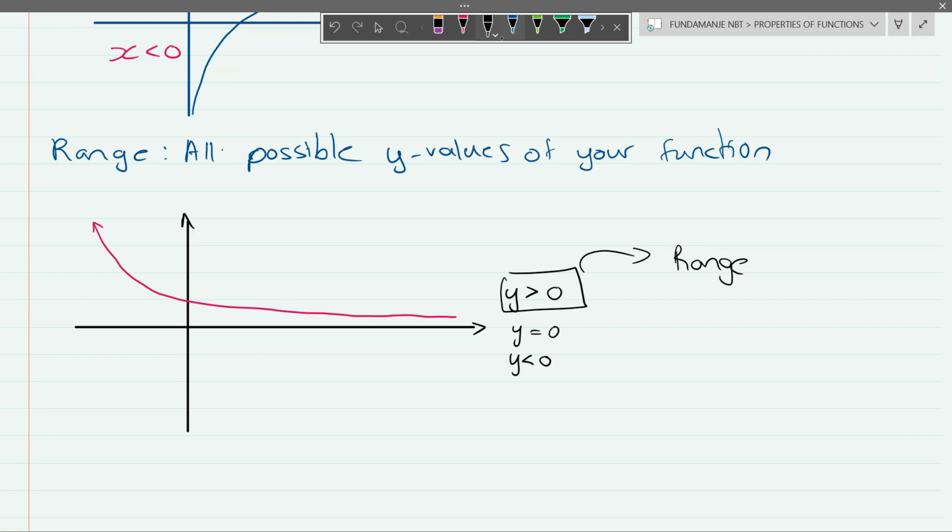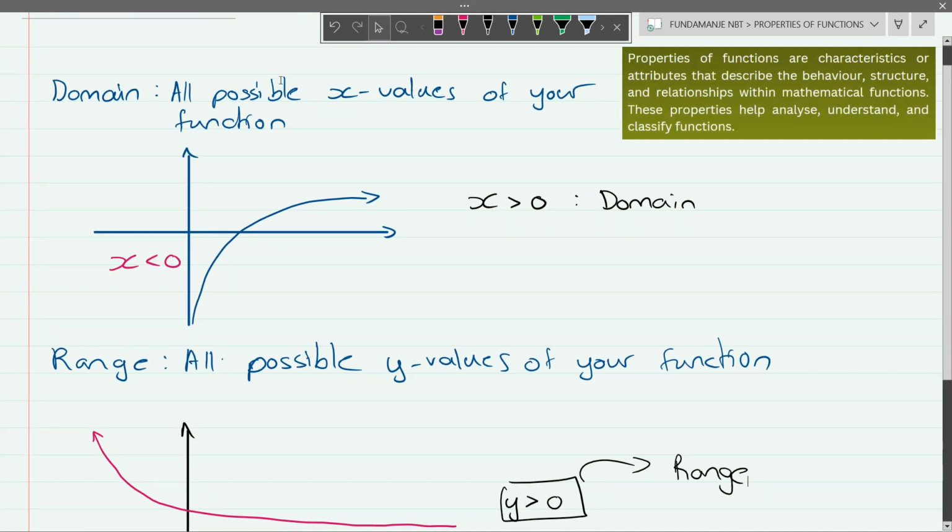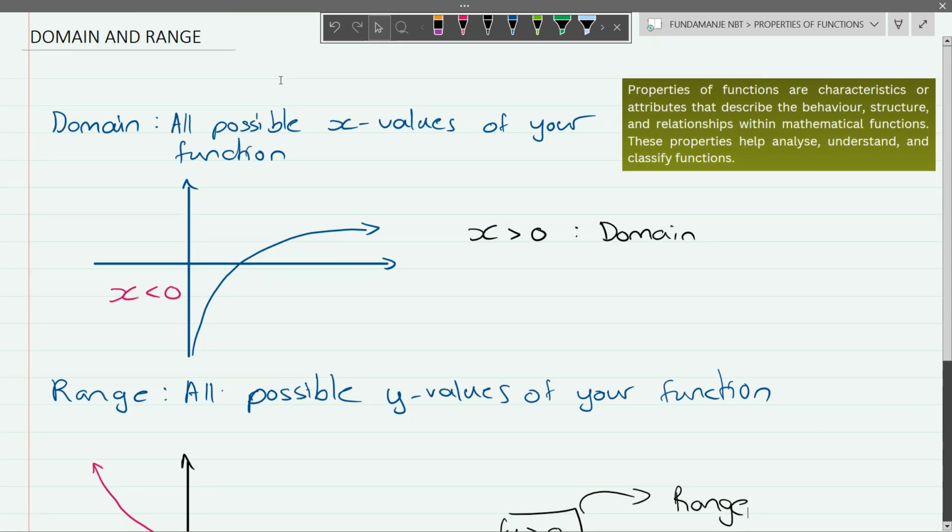And as we'll notice in the next lesson, there is a reason why our range and domain exist, and this will be because of asymptotes, which we are going to discuss in the videos to come.